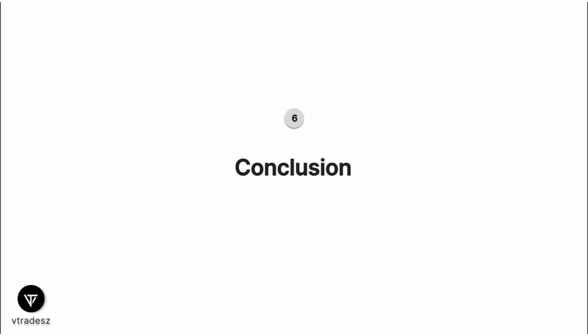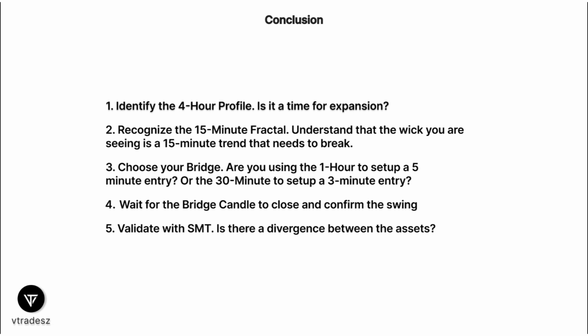Stop staring at the 4-hour candle and hoping it turns green. First, identify the 4-hour profile. Is it a time for expansion? Second, recognize the 15-minute fractal. Understand that the wick you are seeing is a 15-minute trend that needs to break. Third, choose your bridge. Are you using the 1 hour to set up a 5-minute entry or the 30-minute to set up a 3-minute entry? Fourth, wait for the bridge candle to close and confirm the swing. Fifth, validate with SMT. Is there a divergence between the assets?